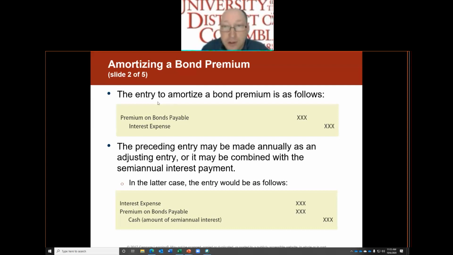So here's what the journal entries look like. We have a debit to premium on bonds payable, and we have a credit to interest expense. But you're saying, oh, Dr. B, that means we're decreasing interest expense. That's right, and the reason is because when we have a bond premium, that means we are receiving more than the face value. When that happens, we need to adjust in order to get down to that face value.